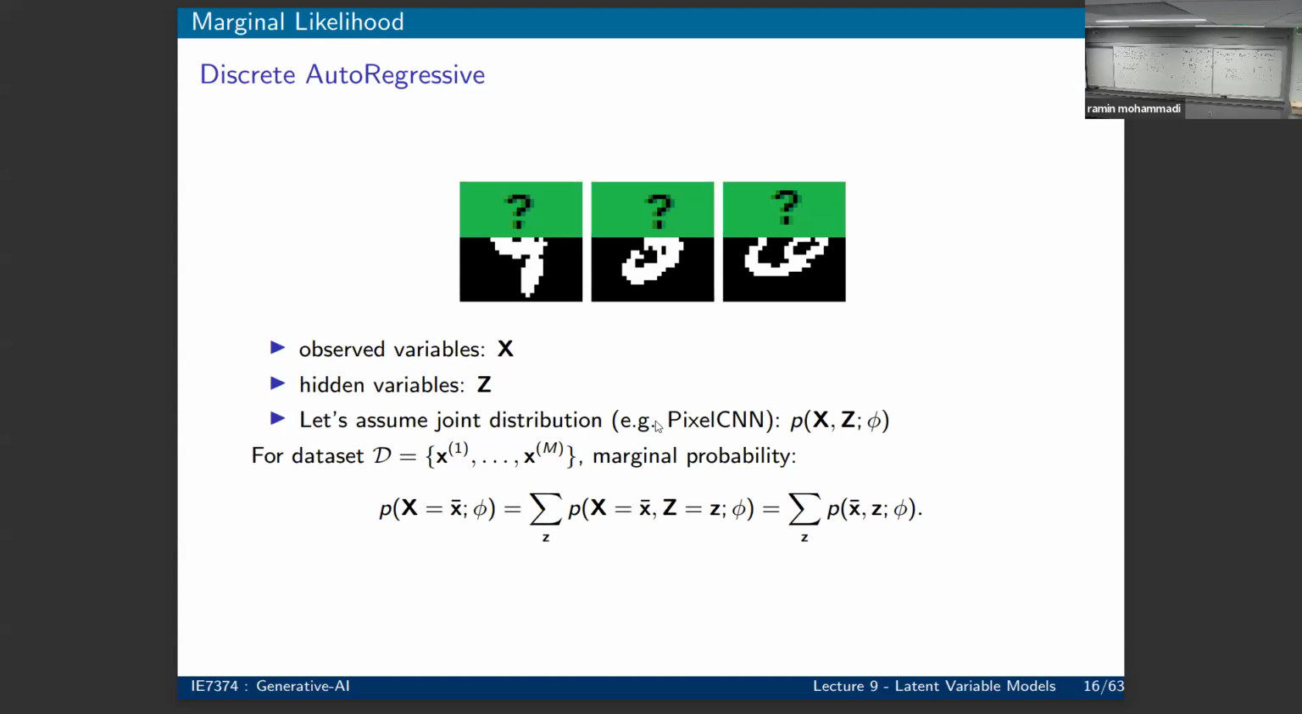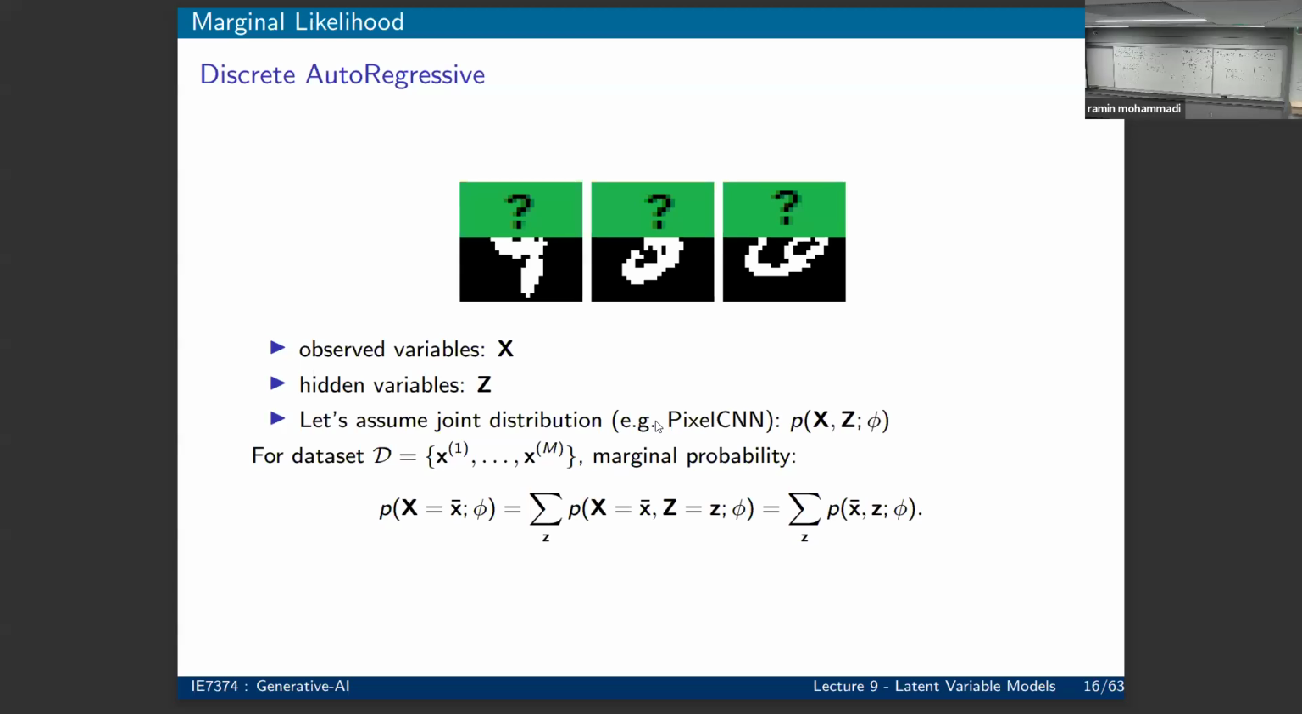Now, let's say you have some sort of model, PixelCNN, PixelRNN, that is autoregressive and sequentially will generate this for you. Now, for this data set, the marginal probability, this is for one data point, the one in the bottom, the probability of X, this image, being equal to this full image.